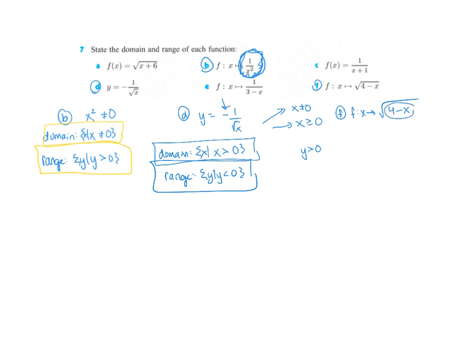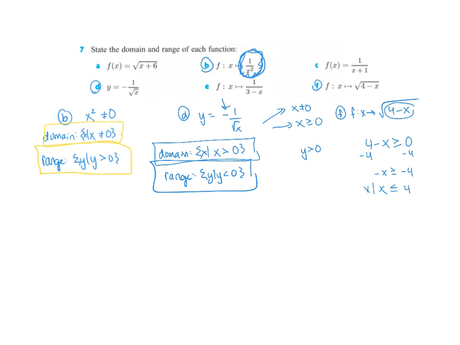So usually what's underneath the square root needs to be greater than or equal to 0. So let's solve for x. We're going to subtract the 4. And then we're going to divide by -1. And when we divide by a -1 in inequalities, we have to change the direction of the inequality.